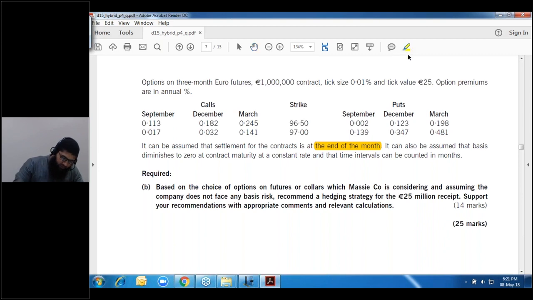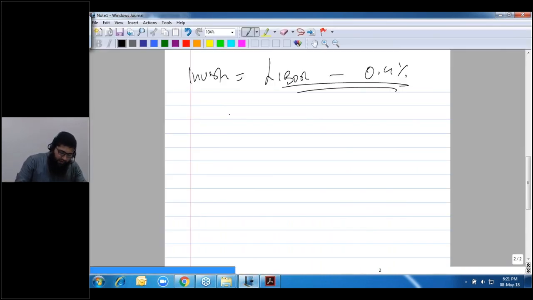Now, what does it say? The question's requirement is based on the choice of options on futures or collars. Assuming that the company does not face any basis risk, recommend a hedging strategy for the 25 million euro receipt. Now, a very important thing is, first of all, we need to understand what exactly the interest rate options are.